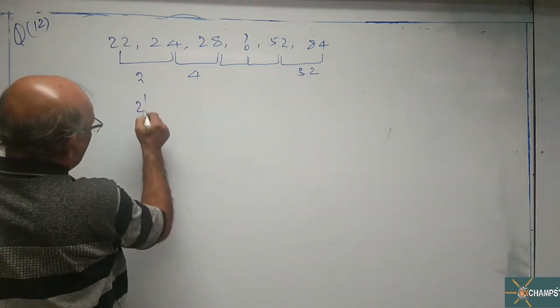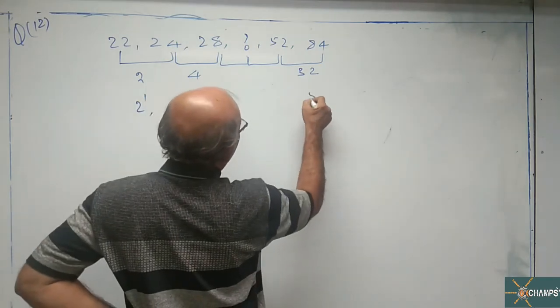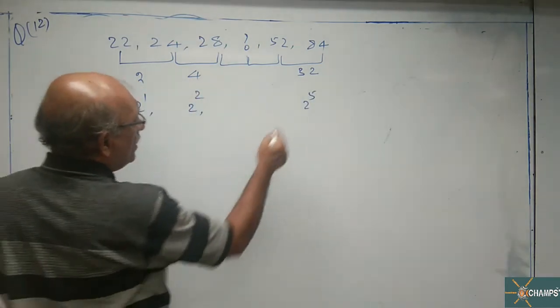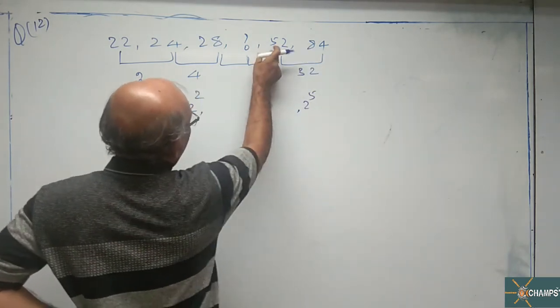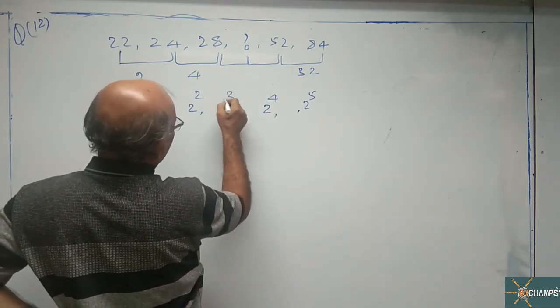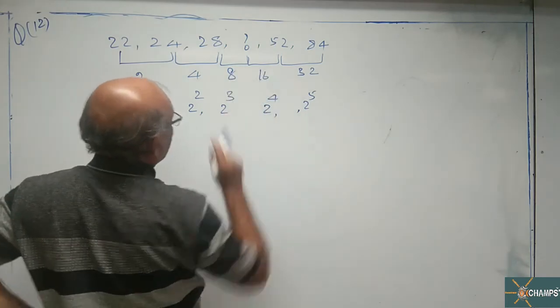Sir, 2 can be written as 2 power 1, then 2 square, and it can be written as 2 power 5. This way, if this difference is 2 power 5, then the previous difference should be 2 power 4 and the one before should be 2 power 3. So it is 8 and it is 16.